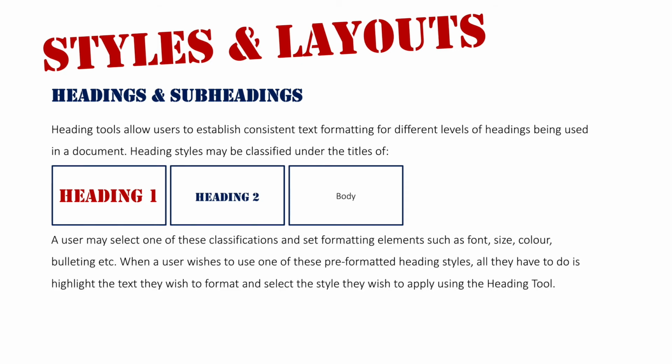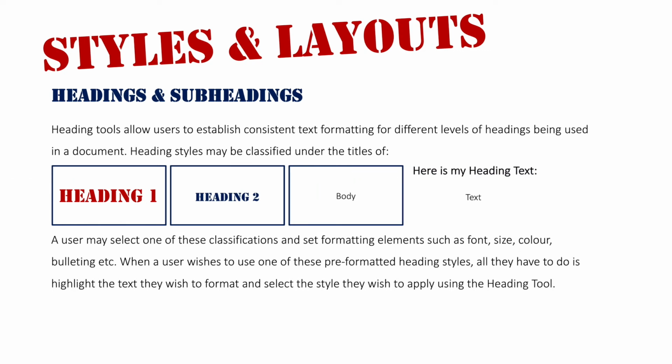A user may select one of these classifications and set formatting elements such as the font, the size, the color, type of bulleting, whatever is specific to fonts that will appear in their document and how they want them to look. When a user wishes to use one of these pre-formatted headings or styles, all they have to do is highlight the text they wish to format or click on the paragraph, and then select the button at the top of the screen or right click, depending on the software, and select that specific heading.